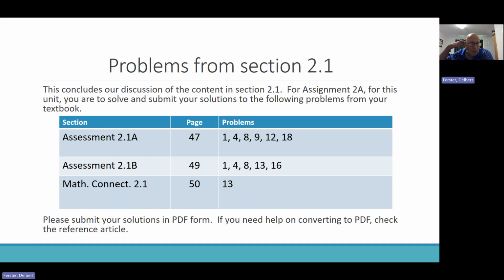All right, takes us to our first assignment from Unit 2. So for assignment 2A, we'll be doing some problems from the book. You'll find them on pages 47 to 50. Again, you can do them on blank paper, notebook paper, whatever you like. Scan them out to PDF and pop them out to the inbox attached to assignment 2A.